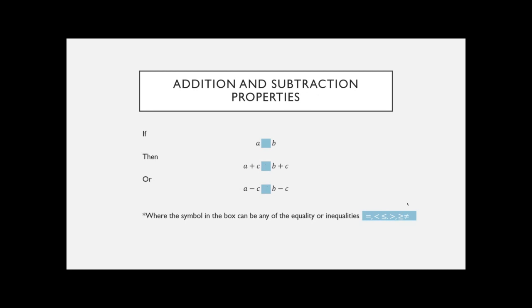Well, it doesn't matter what sign it is. So if you have a less than or equal to, the same thing is true. So if you have A is less than B, you can add a number on both sides, you can subtract a number on both sides. Same thing if it was less than or equal to. So the key here is it doesn't matter what the symbol is in the box.